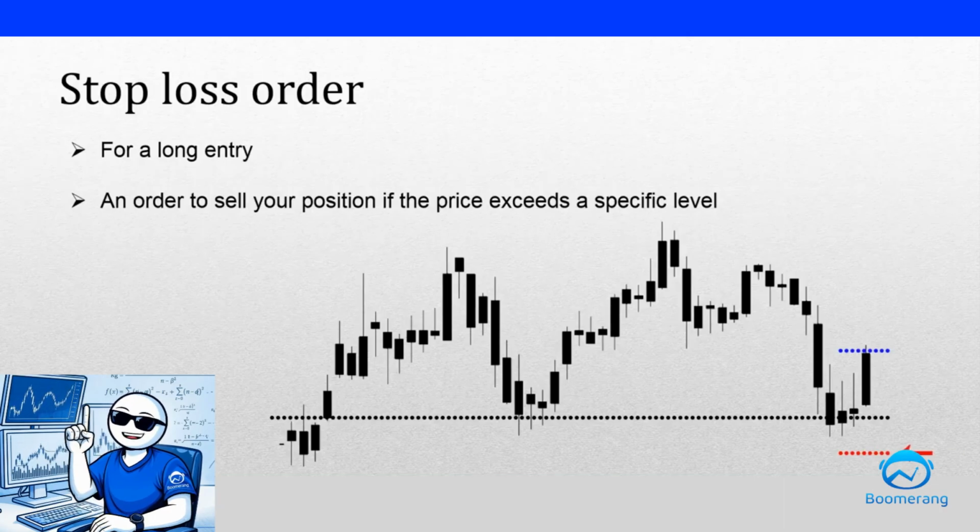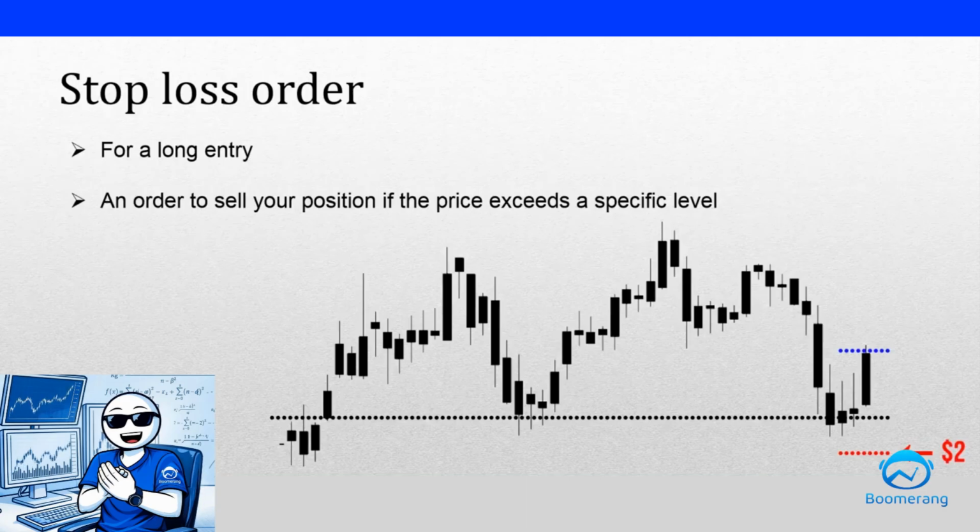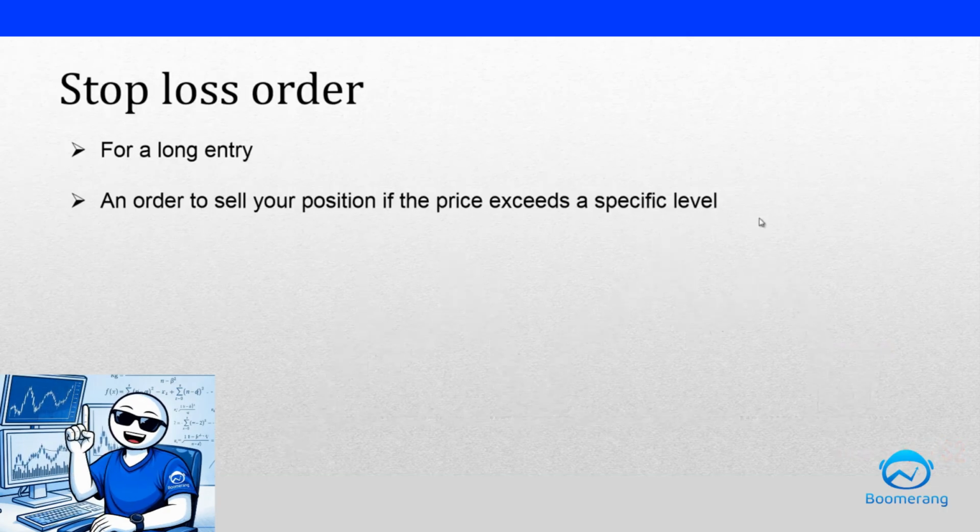So to do that, you will tell your broker to set a stop loss order at this particular price. Let's say this price is at $2, and you will exit your trade. So this is what we mean by a stop loss order. It's an order to sell your position if the market moves against you and reaches a specific price level.